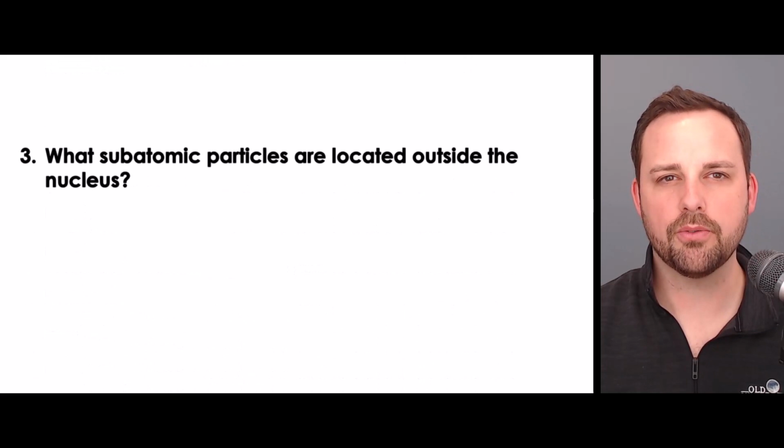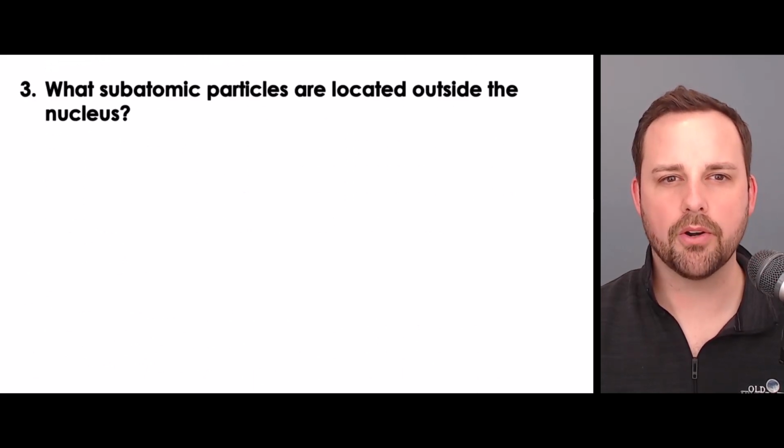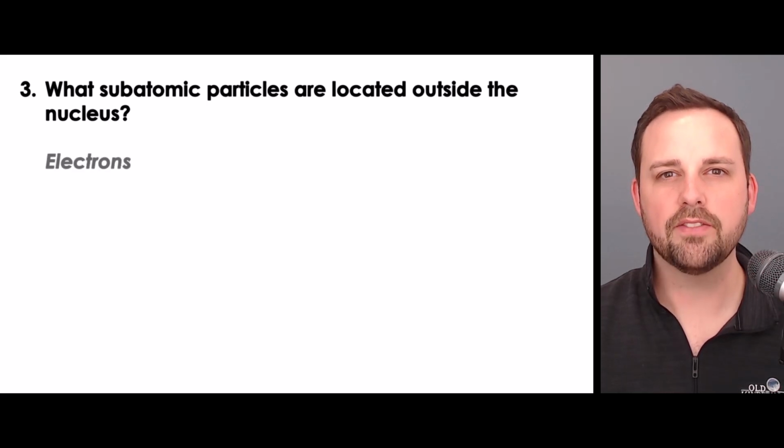Here's question number 3. What subatomic particles are located outside the nucleus? Outside of the nucleus, we'll find electrons. The correct answer is electrons.